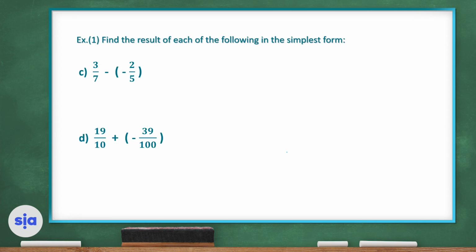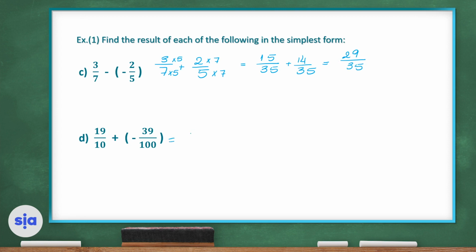Question C, 3 over 7 minus negative 2 over 5. This one is exactly the same as 3 over 7 plus 2 over 5. Let's get the common denominator by multiplying here up and down by 5 and multiplying here up and down by the other denominator, which is 7. Then it will be 15 over 35 plus 14 over 35. The result is 29 over 35. We don't change the denominators.